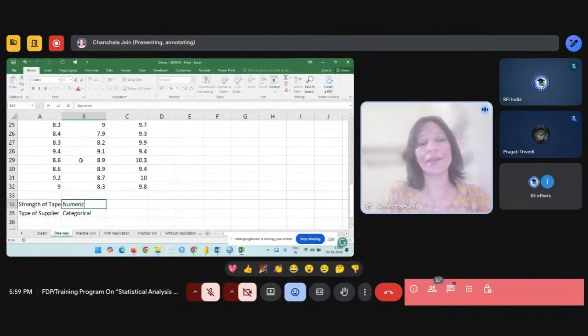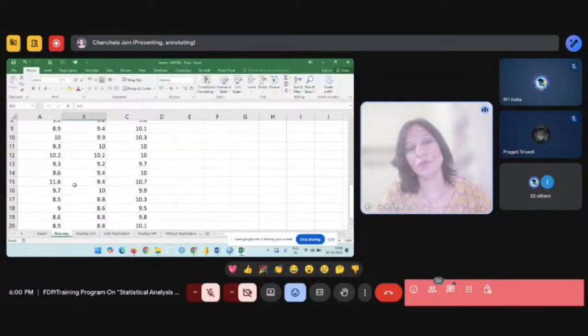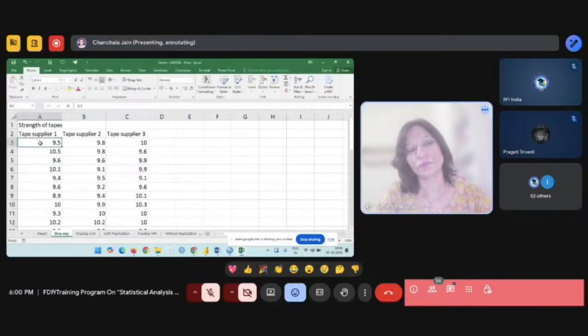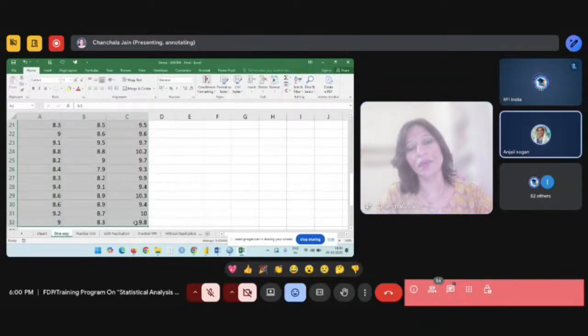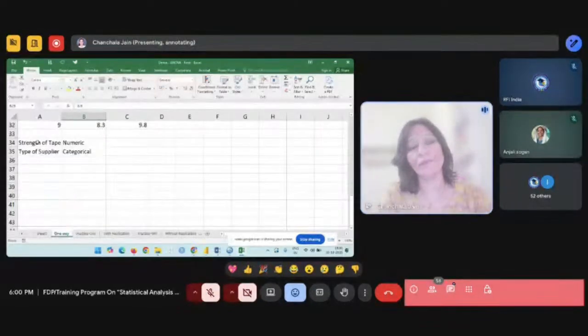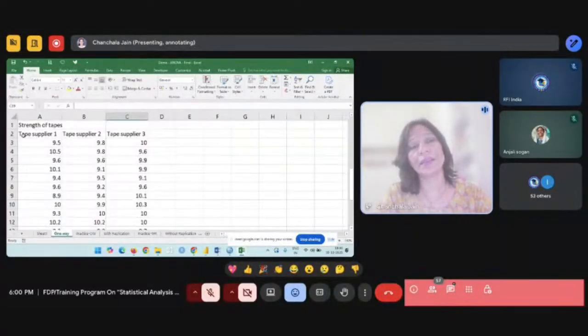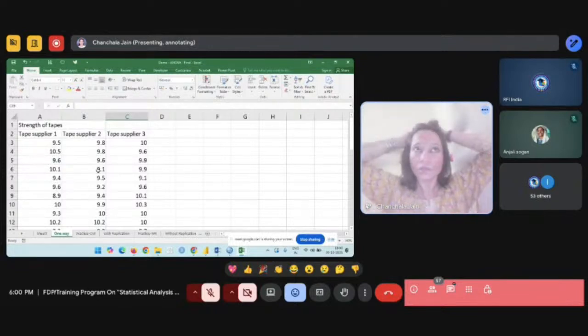It is numeric. It is a continuous variable. Yes, ma'am. So you can see, according to the variable requirement, we have one numeric variable and one categorical variable, and here we have a total of 3 categories. 3 suppliers, right?